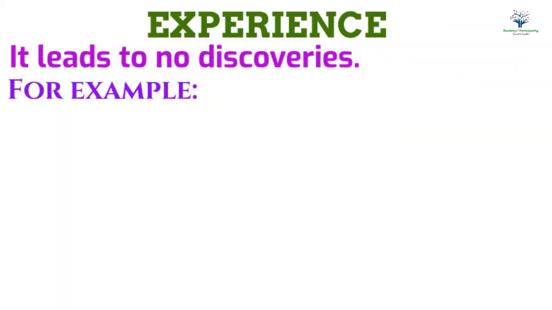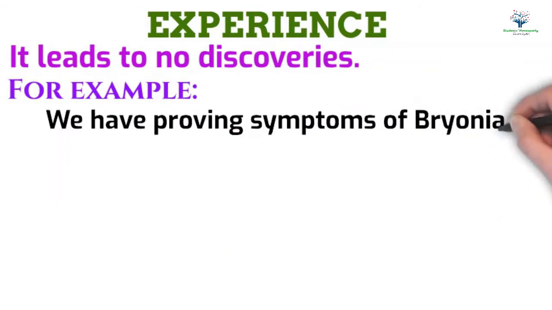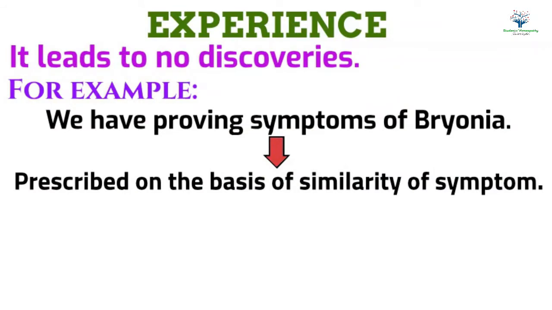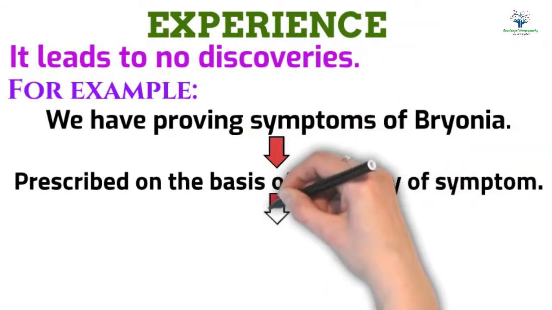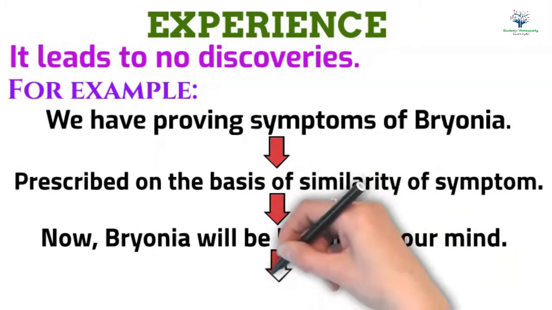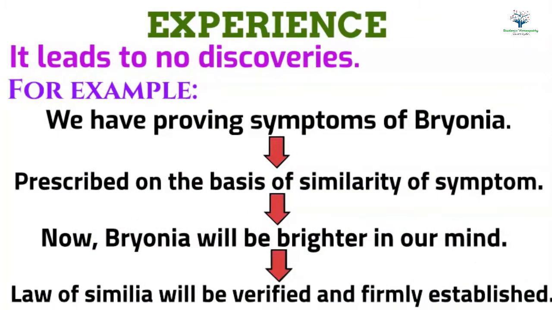For example, we know the proving symptoms of Bryonia and we have prescribed Bryonia based on symptom similarity and the patient got cured. Now, the symptoms of Bryonia will be strongly established in our mind and the law of similia will also be verified and firmly confirmed. That means, we have verified how Bryonia removed the same symptoms in patients which it produces during drug proving in healthy persons. By this process, the experience confirmed the law, here the law of similia.